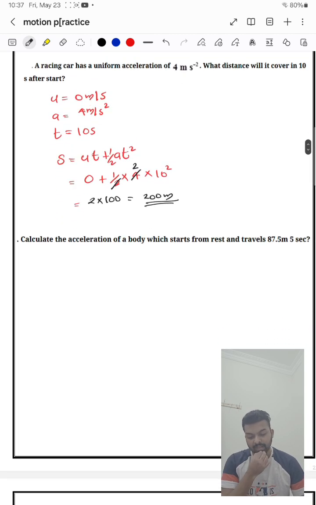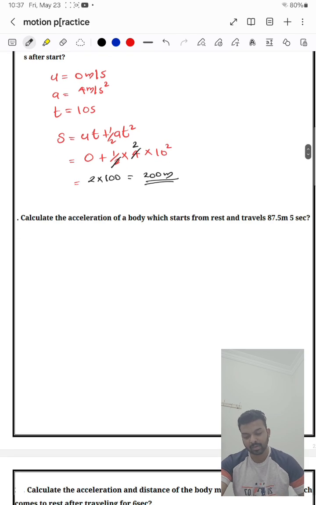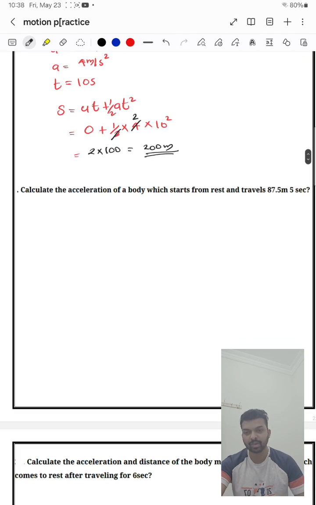So now the next question is here. So what is it here? Calculate the acceleration of the body, which starts from rest and travels 87.5 meters in 5 seconds. This is the question we have to find. Okay, let's see what is happening here.